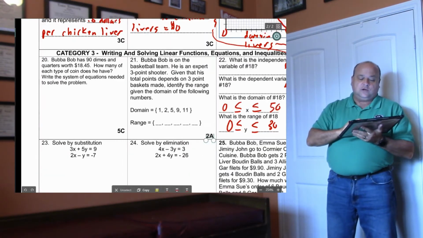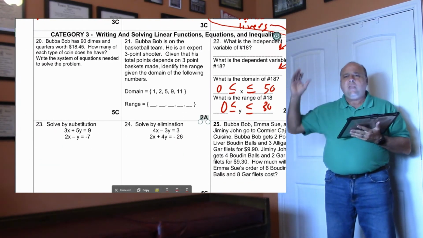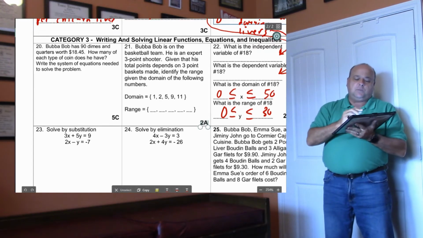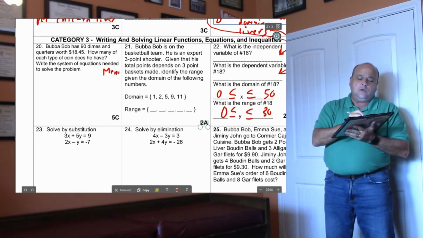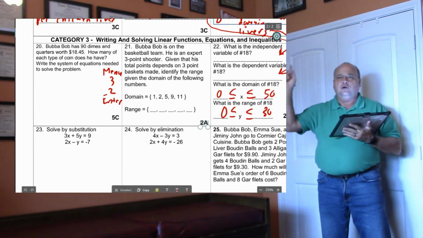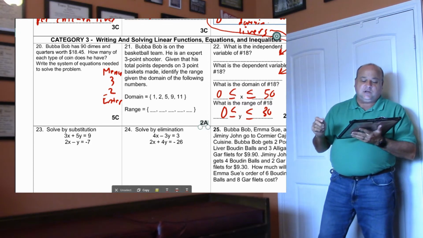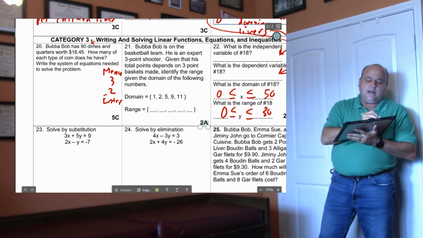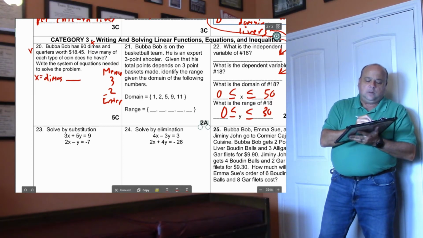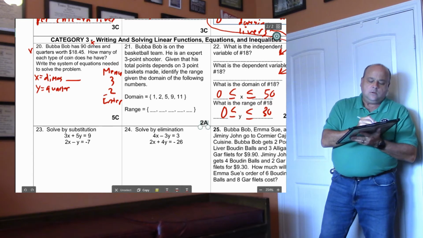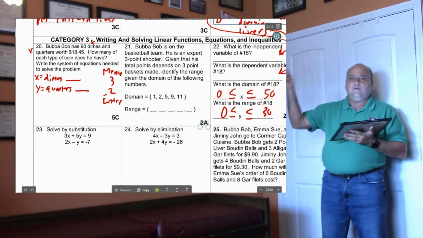Now then, let's go over to number 20. I'm going to set you up on these problems. Remember, you're going to punch menu 3, 2, enter. On a word problem, you can do menu 3, 2, enter. Okay, so Bubba Bob has 90 dimes and quarters, so X and Y. Remember, you put X equals dimes, Y equals quarters, and now we're going to fill it in.